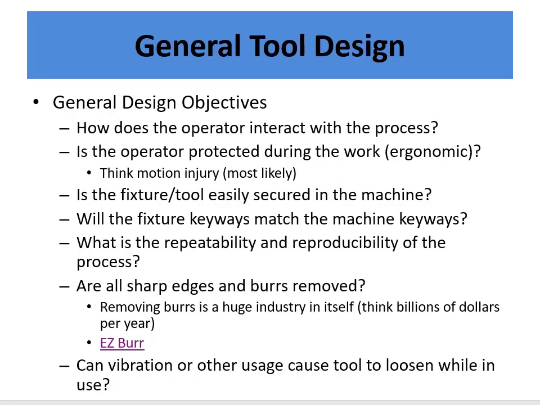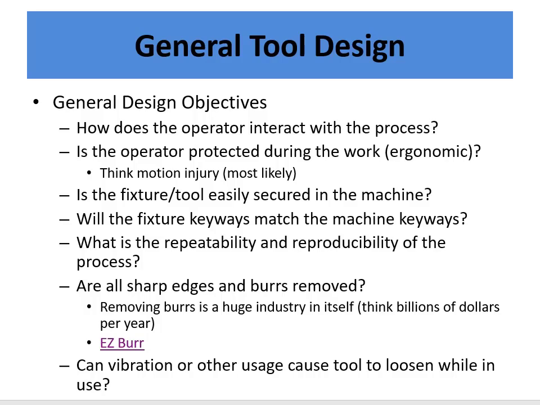So also, how does the operator work with the process? Is this something that the operator is easy to interact with? That's something we'll talk about a lot, because an operator being able to interact with something is paramount. Simple things like doing the same movement over and over and over can really cause a lot of harm to a person. So having something be ergonomic, as simple as that may sound, it's actually very significant. So motion injuries at work are probably some of the most common injuries.